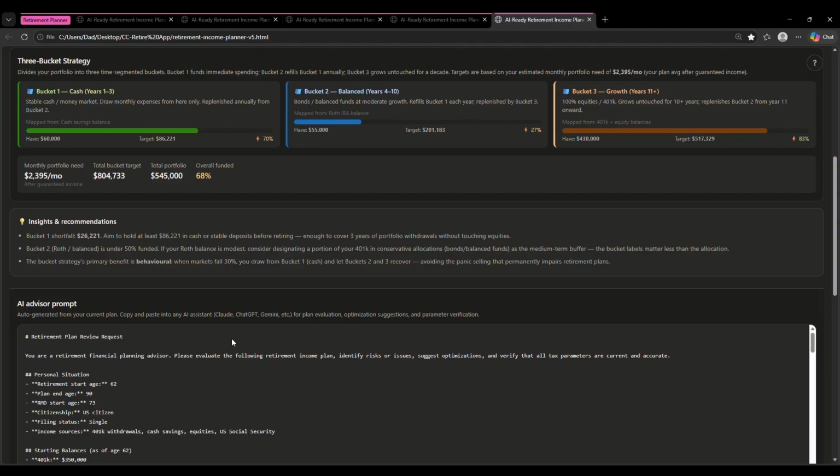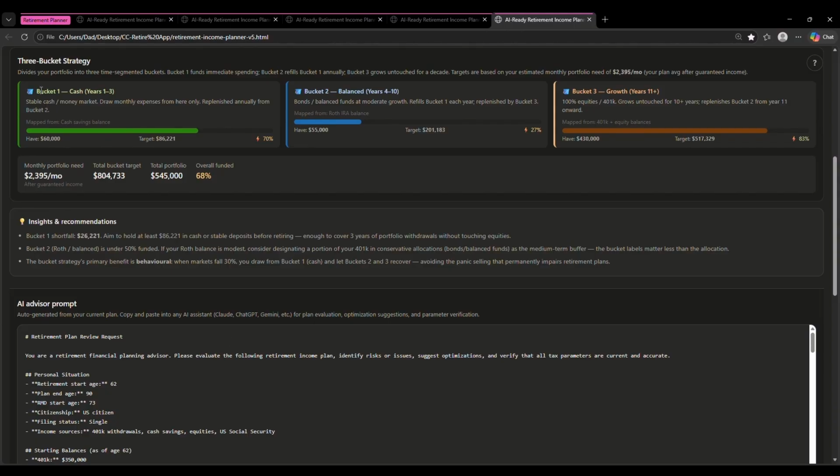Bucket 1 holds 3 years of expenses in cash. You draw from this one only. Bucket 2 holds 7 years worth in balanced investments. It refills bucket 1 annually. Bucket 3 holds everything else in growth assets. It doesn't get touched for decades.